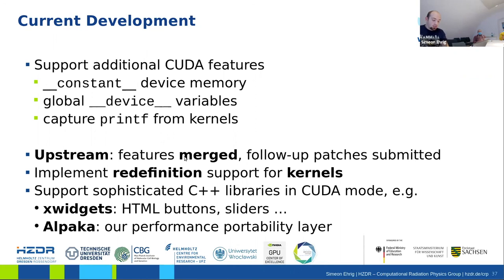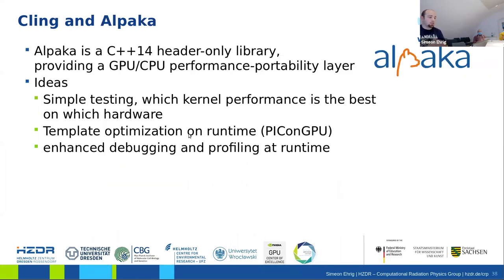Okay, and the last position is Alpaka. Alpaka is our C++ header-only library providing performance portability layers. So it means we implement our algorithm, execute this, and depending on the template parameter which defines the accelerator, it would be executed on the CPU or GPU. In practice, it's a little bit more complicated, but the idea is to write our algorithm one time and execute it on different systems.